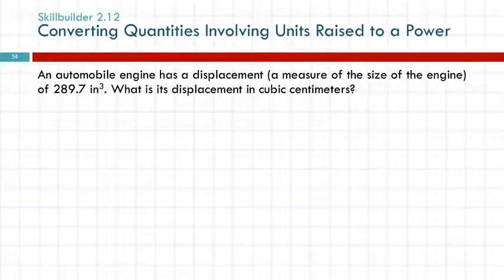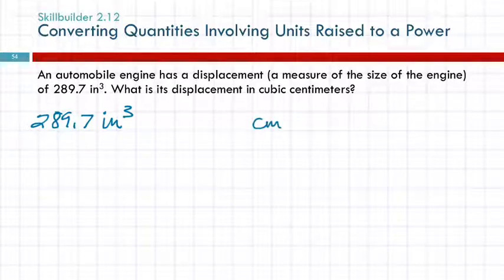So I think we have an example here. An automobile engine has a displacement of 289.7 cubic inches. It's a measure of the size. What's its displacement in cubic centimeters? So this word problem has a little more words in it, right? Well, there's only one number. Pull it out. 289.7. The units are really important. Cubic inches. That's probably where I'm starting because it's the only number they gave me. What are they asking me to find? Cubic centimeters. Okay, so that's where I'm going, cubic centimeters.